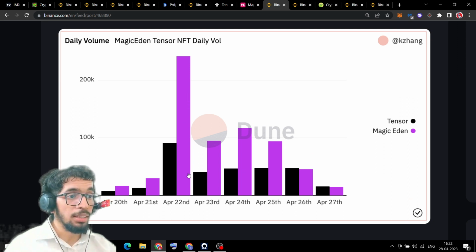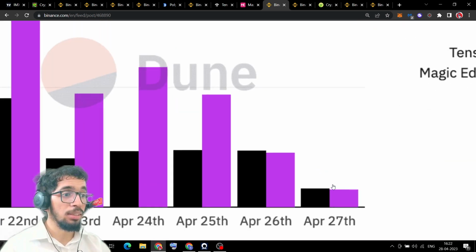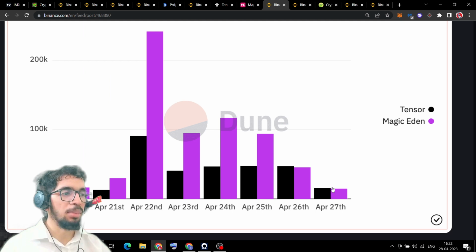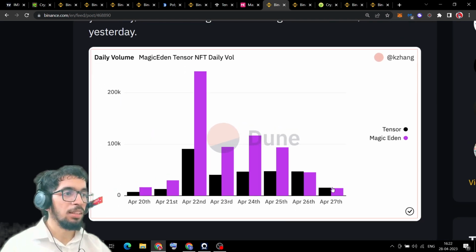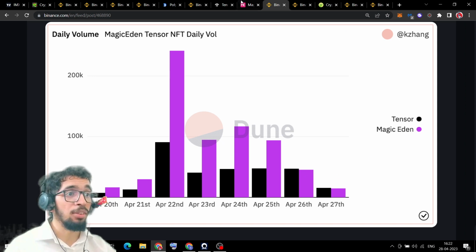Okay, so here's the volume. Tensor is the dark, black one, and Magic Eden is purple, right? For the first time it's tensor. If you see, it increased a little bit. So for the first time they are happy that the volume of tensor is higher than Magic Eden. And if you're wondering how Magic Eden and tensor look, they look like this.